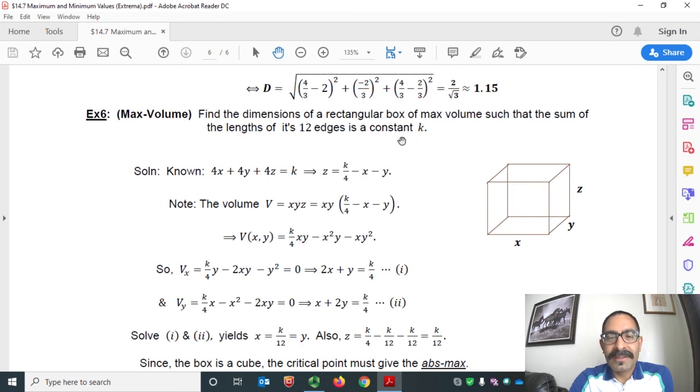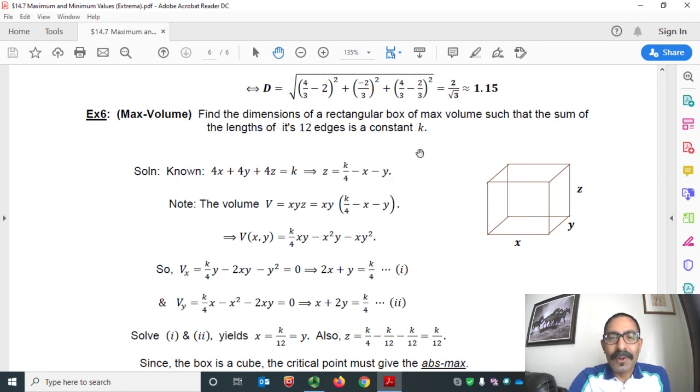We are finding the dimensions, so let's assume our length is x, width is y, and height is z. Then we know 4x plus 4y plus 4z equals k. The sum of all 12 edges is k. Then solve for z, so z equals k over 4 minus x minus y.